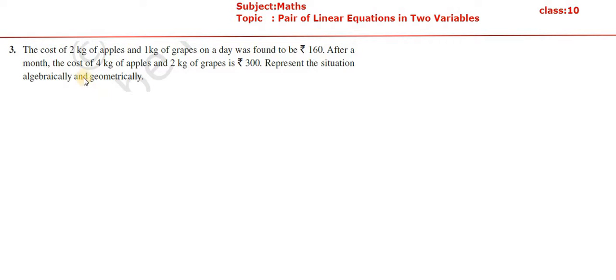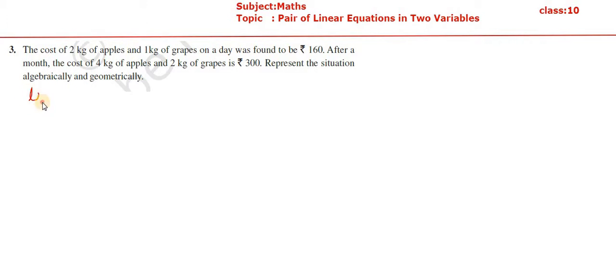Okay. So as I told in the last class, whatever they have given in the statement form, that is the English statement form, we need to convert to the mathematical or algebraic form. Here, 2 kgs of apple and 1 kg of grape on the day was found to be... So 2 kgs of apple. What is the cost of 1 kg of apple?